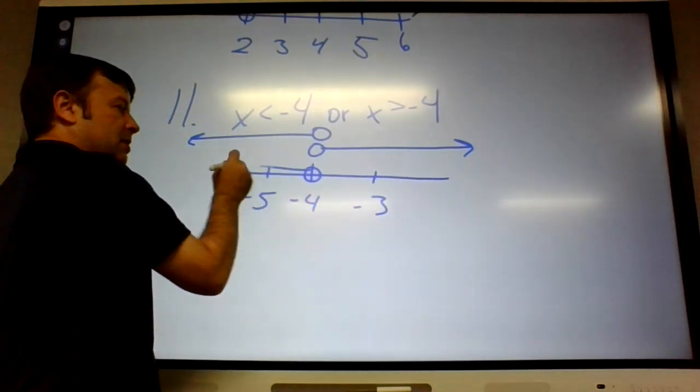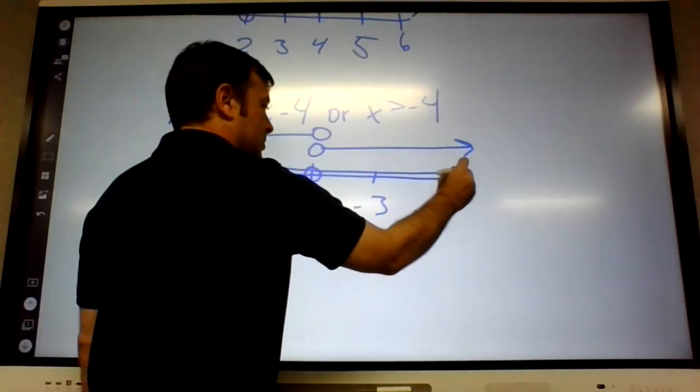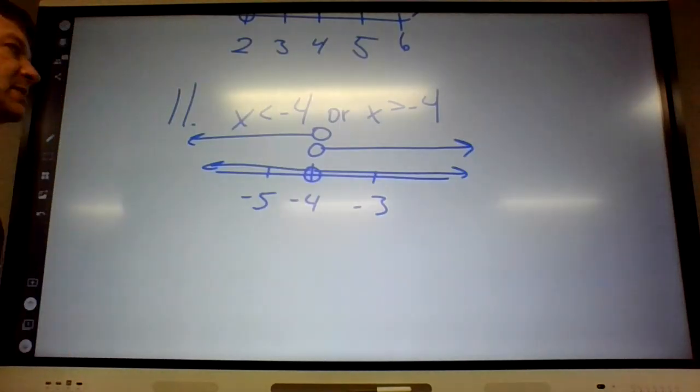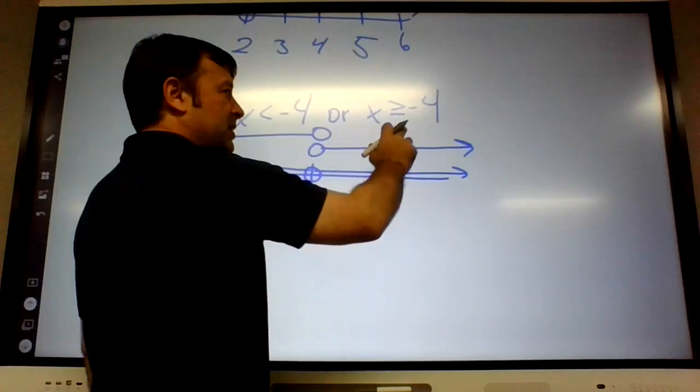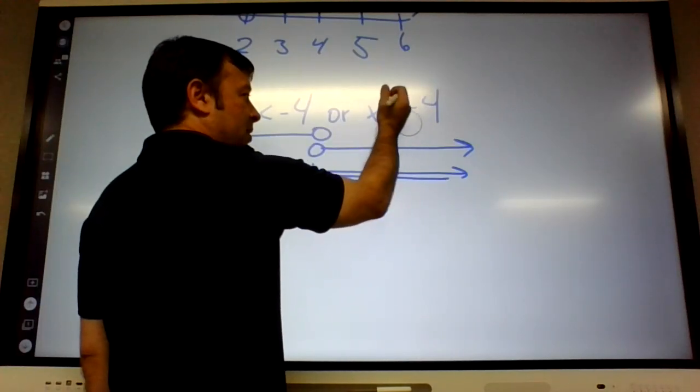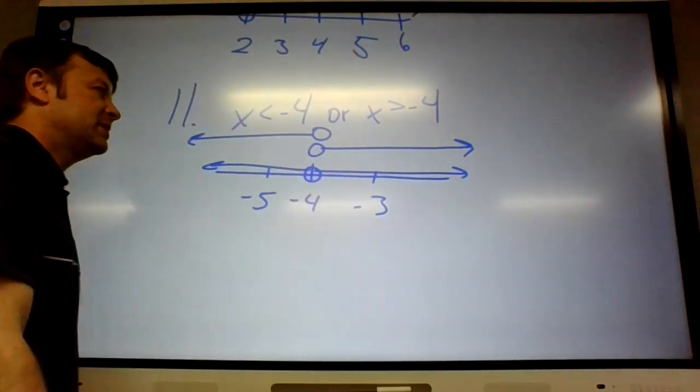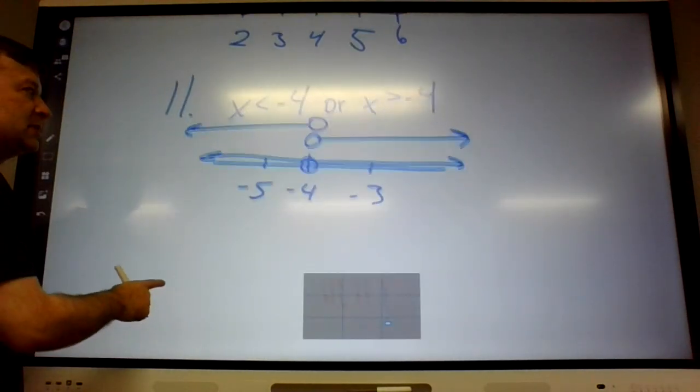If it was greater than or equal to, would -4 be included? Yes, if it's greater than or equal to on one of these, that would include every number, so it would be like all real numbers, the solid line. But -4 is not included.